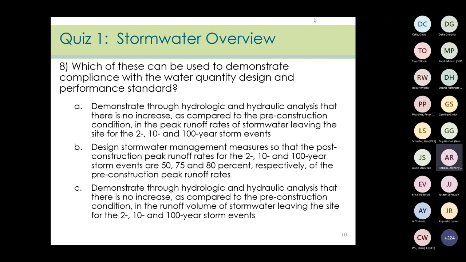Okay, question eight, which of these can be used to demonstrate compliance with the water quantity design and performance standard? The answer to this is B, design stormwater management measures so that the post-construction peak runoff rates for the 2, 10, and 100-year storm events are 50, 75, and 80% respectively of the pre-construction peak runoff rates.